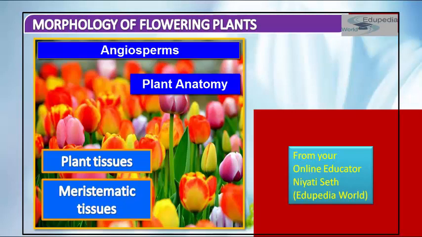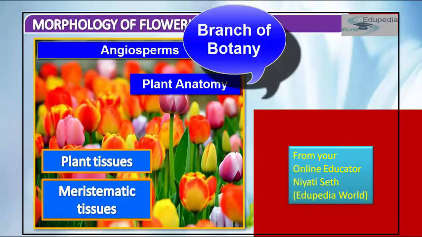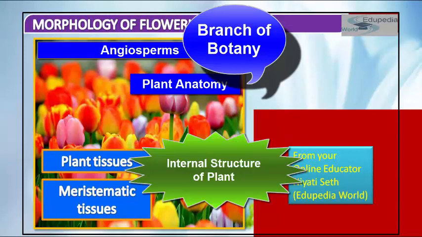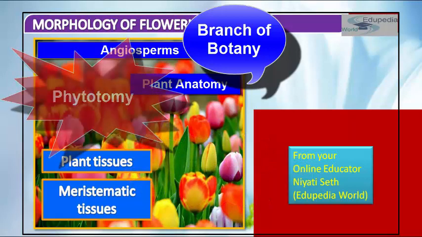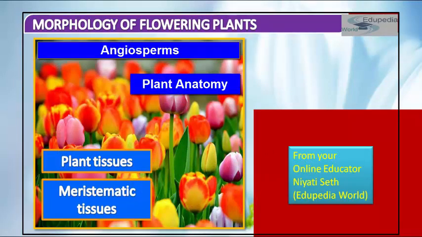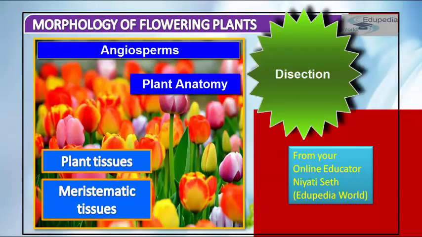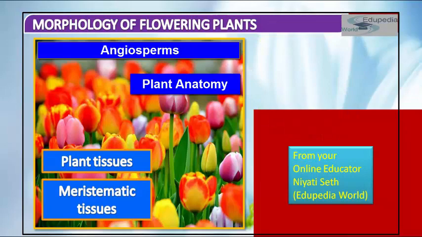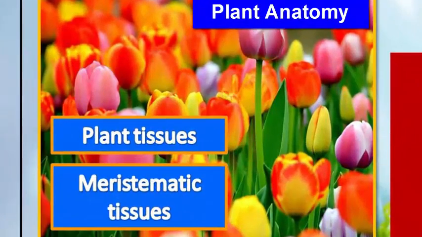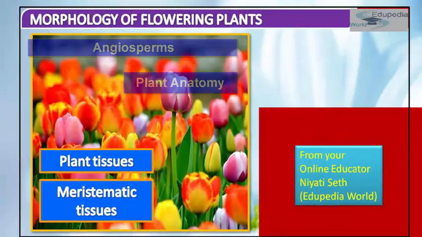So how can you define plant anatomy? Plant anatomy can be defined as a branch of botany which is concerned with the study of internal structure of plants. It is also called phytotomy. Plant anatomy is a Greek word which means dissection. It completely deals with the structural organization of plants. Okay? So in this section we will study about the plant tissues and meristematic tissues.